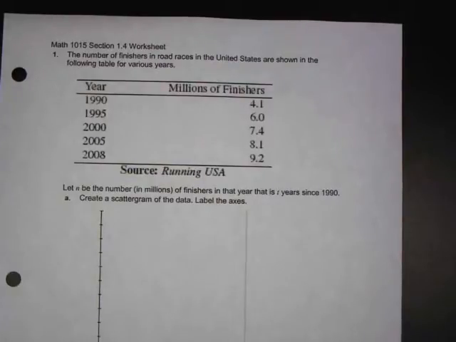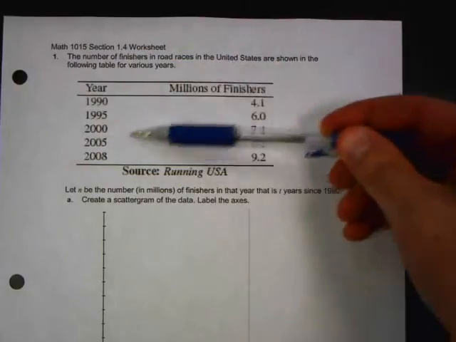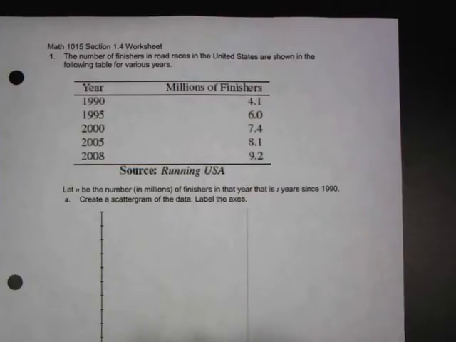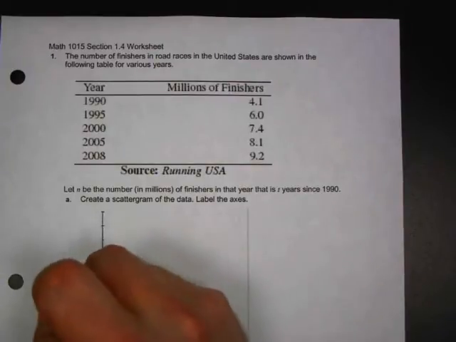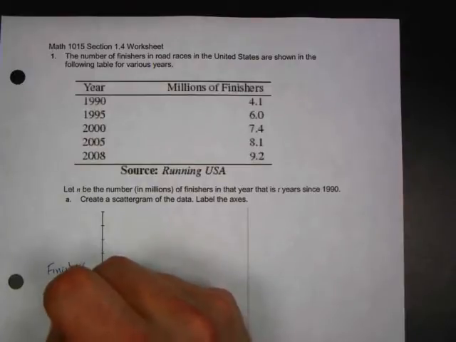All right, so what am I going to put on my horizontal axis? T, because it's time, and time is almost always the independent variable, and it's certainly the independent variable here because it came first in the table. So we're definitely going to have time here, and on the y-axis, finishers in millions.